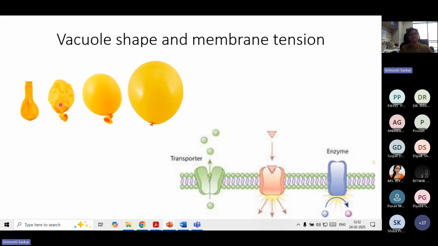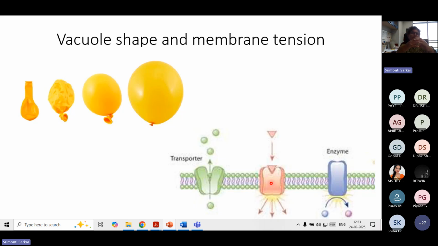The tension decreases. And this decrease in tension has a consequence for all the transporters and the enzymes and the channels that are located on the vacuole membrane. These transmembrane proteins have a structure that has been optimized to function under a certain membrane tension. If that tension goes down, then these transmembrane proteins are no longer functional. And hence, this membrane tension is a very important physical parameter that dictates the functioning of proteins.